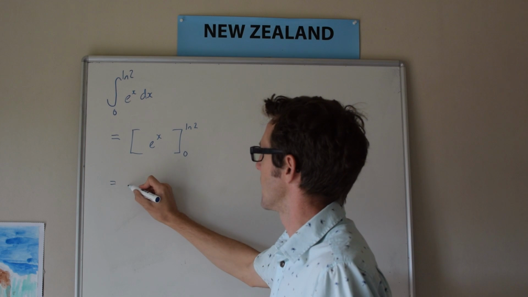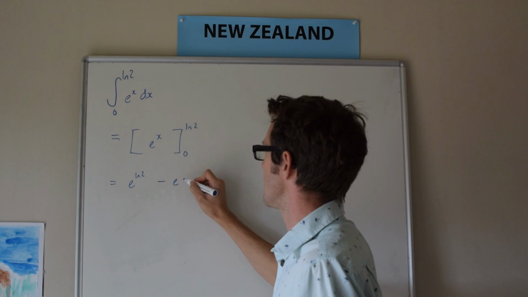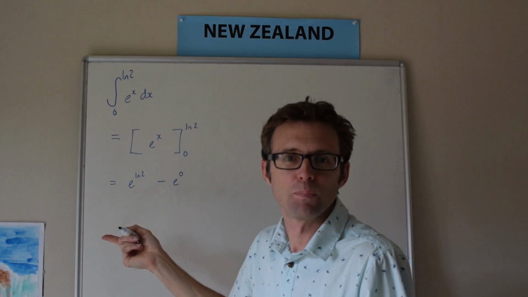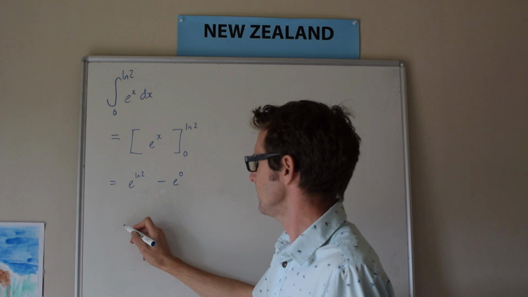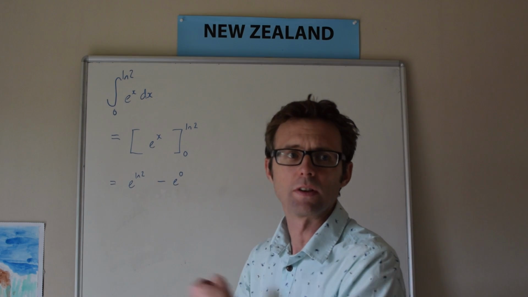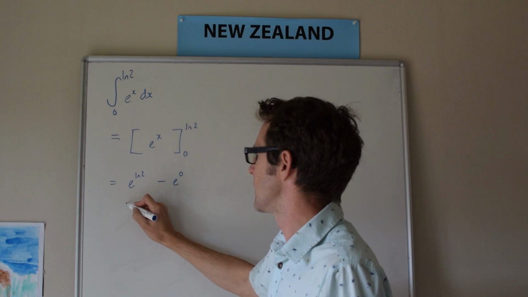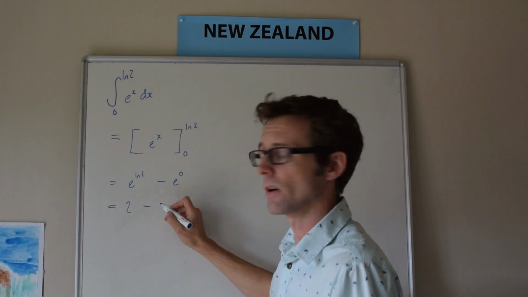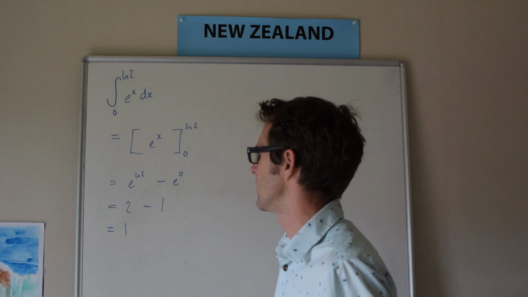And that means we're going to have e to the ln 2 minus e to the 0. So I've just put in these values. Now, hey, wait a second. When you're dealing with something like an e and an ln, they are like the inverse of each other. So they cancel each other out. So e to the ln 2 is simply equal to 2, and minus e to the 0, which is 1. And so our answer to this is simply going to be 2 minus 1, which is 1.